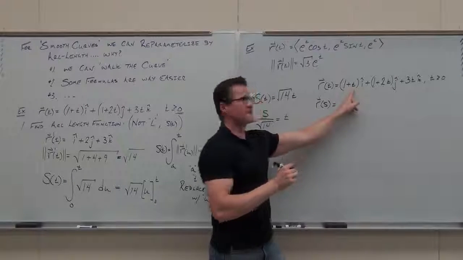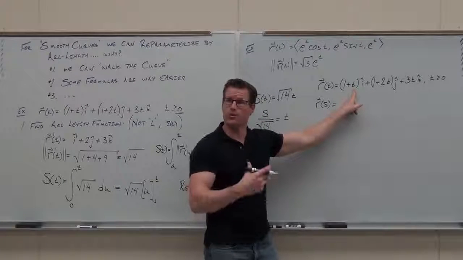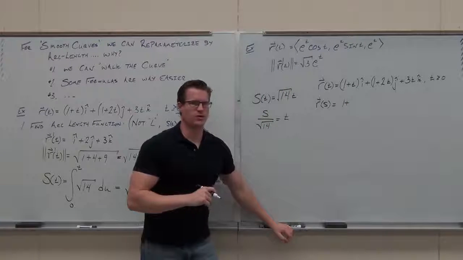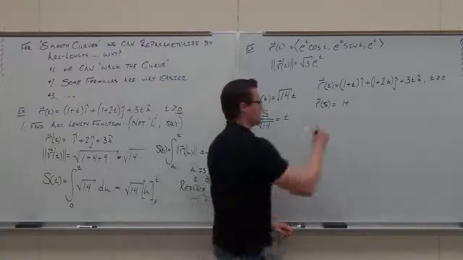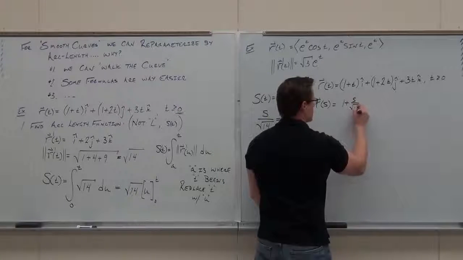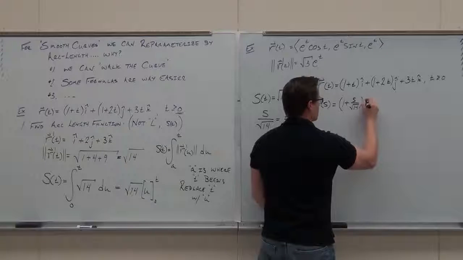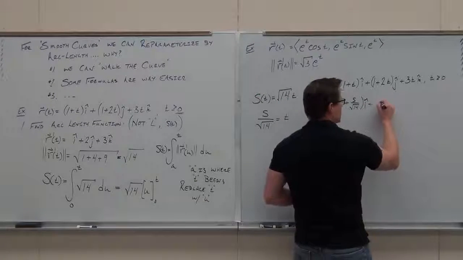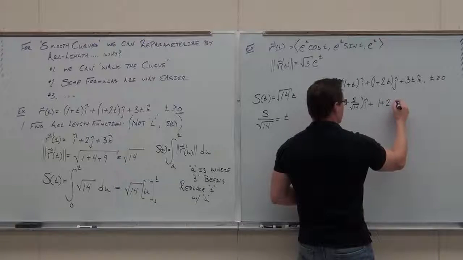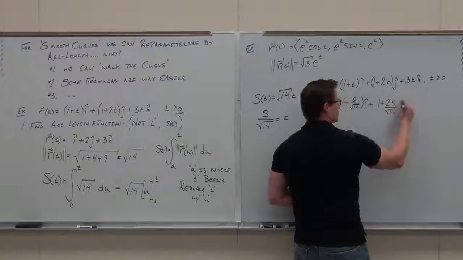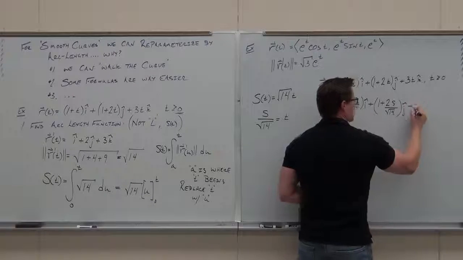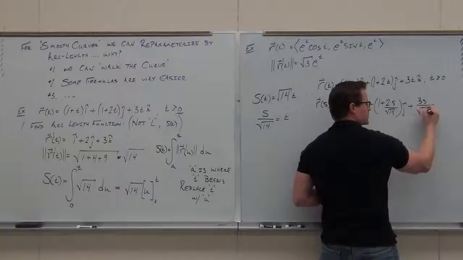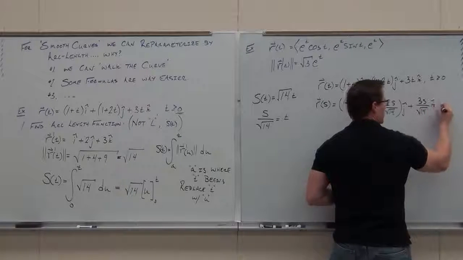Instead of 1 plus t, no, I don't want t's anymore. I don't want that parameter. I want arc length. I have 1 plus, how much is t equal to? Come on, quickly. What is it? S over root 14. Plus, instead of 1 plus 2t, I have 1 plus 2s over square root of 14. Instead of 3t, I have 3s over square root of 14. Okay. There's one more thing.